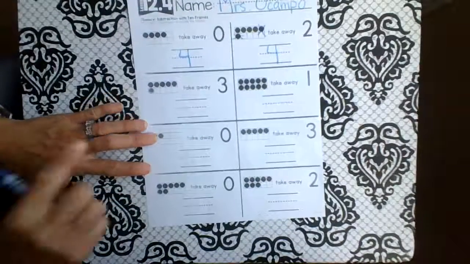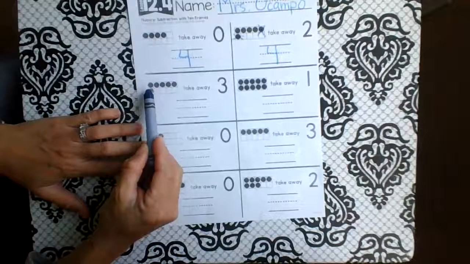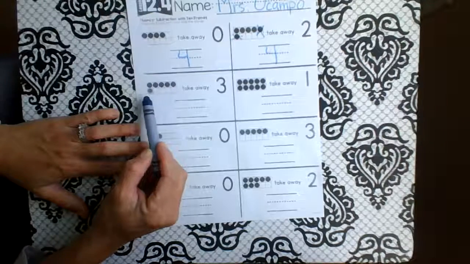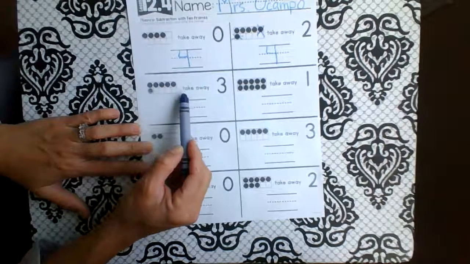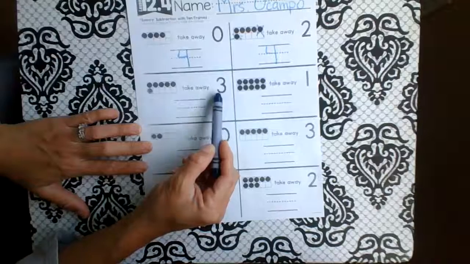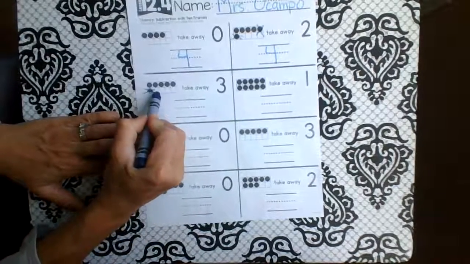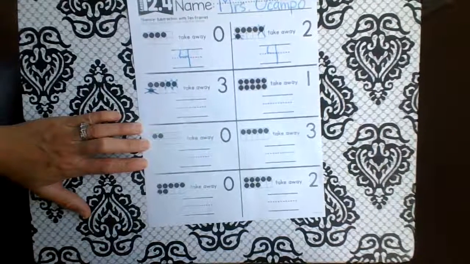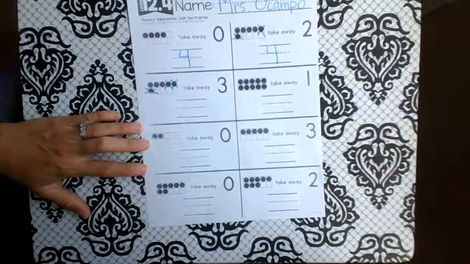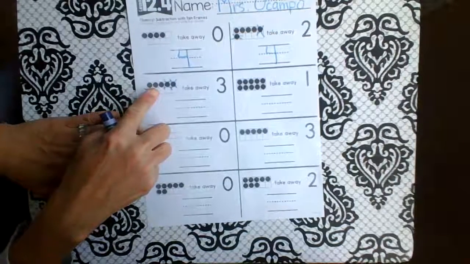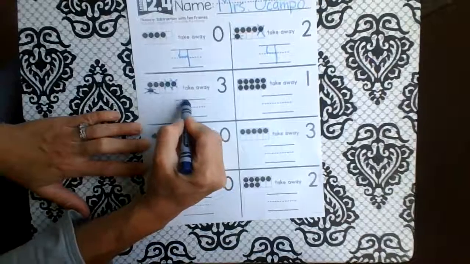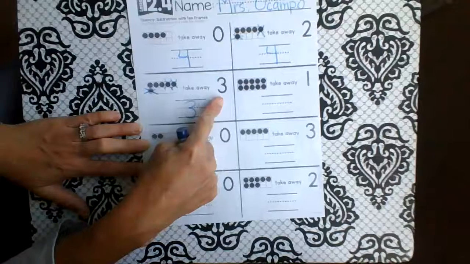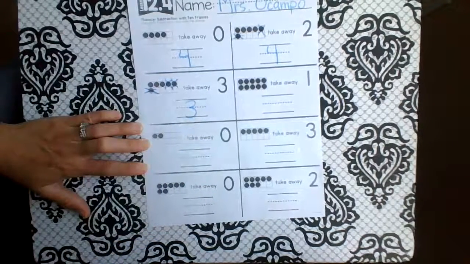Okay, let's do the next one. How many chips do we have? 1, 2, 3, 4, 5, 6. Take away 3. So we're taking 3 away. 1, 2, 3. How many do we have left now? 1, 2, 3. Good job. So we had 6. We took away 3. We are left with 3.